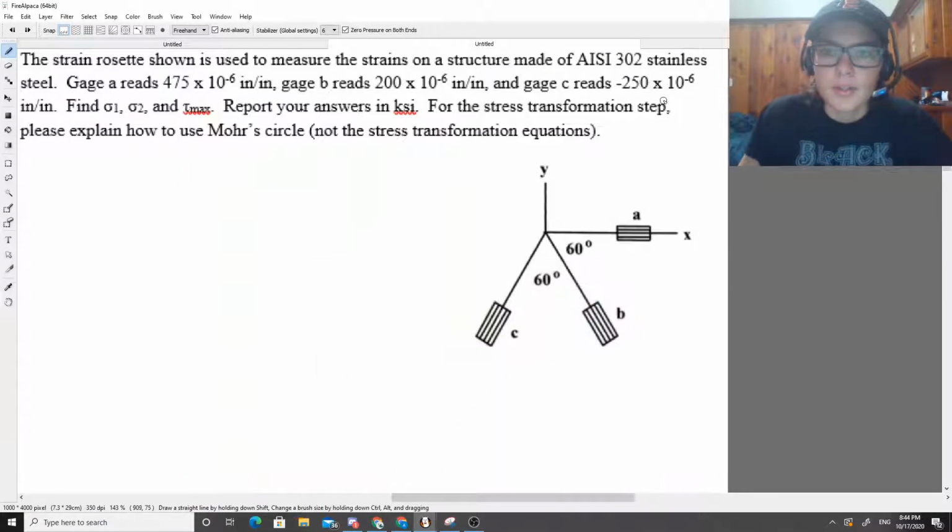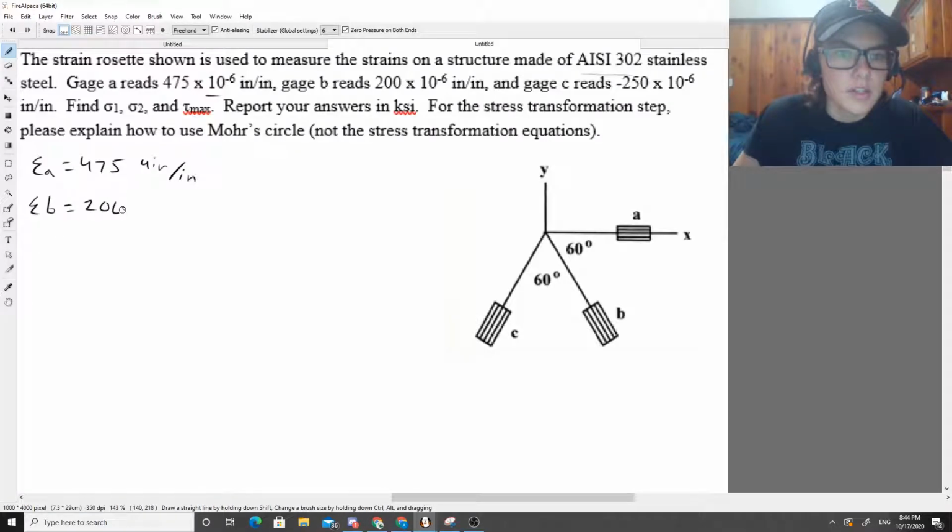Okay, so we're given a problem with a strain rosette shown, and there's 3 strain gauges on a piece of stainless steel, and they give us the reading for each of these strain gauges. So at strain gauge A, the strain is equal to 475 microinches per inch, micro because that's just 10 to the negative sixth. The strain at B is equal to 200 microinches per inch.